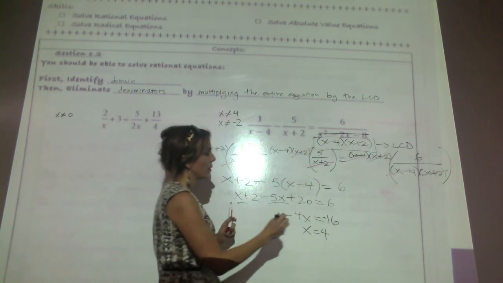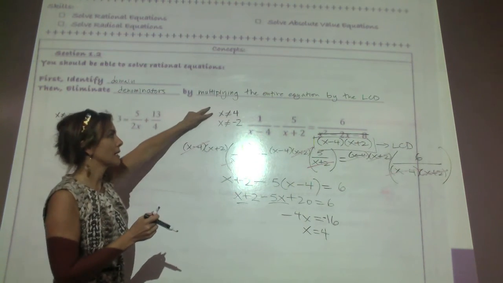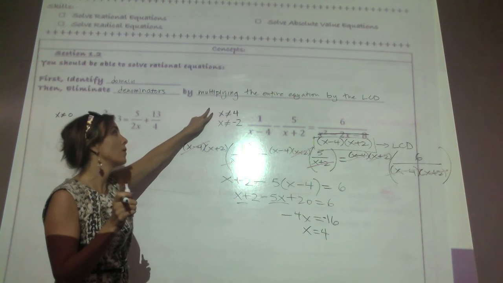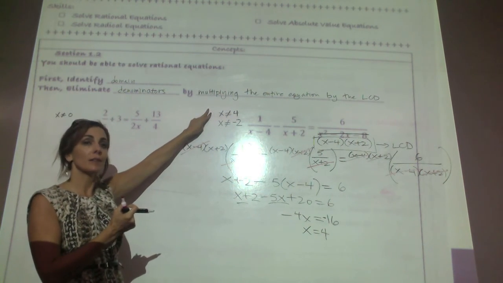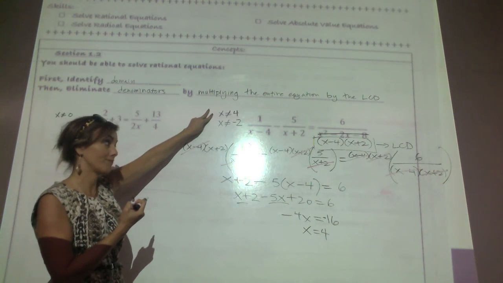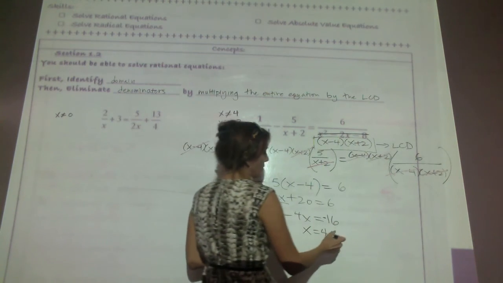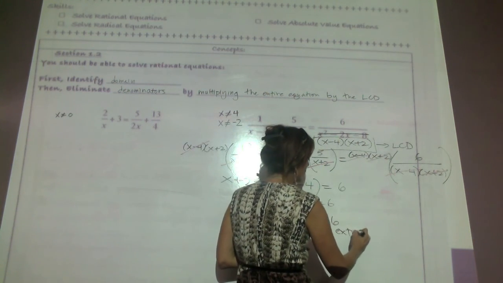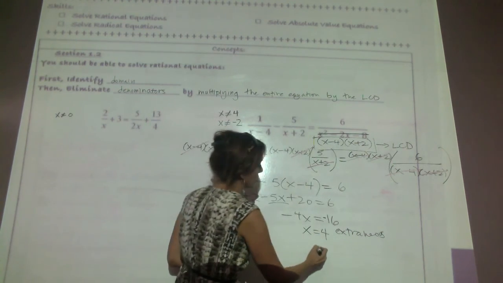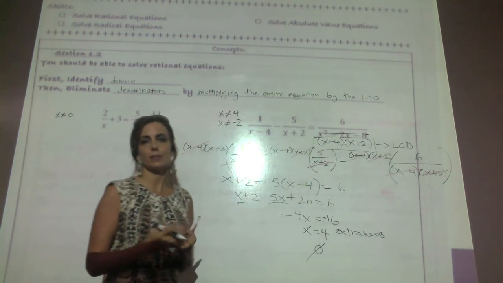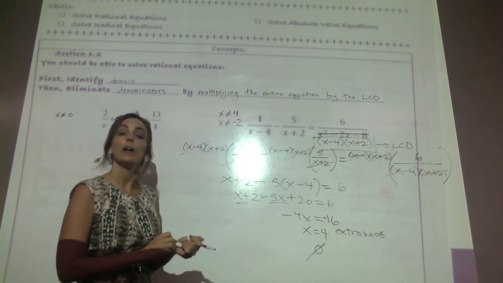And then I need to remember what my domain restrictions are. Back at the beginning I said, well, x can't equal 4 or negative 2, but here I got a solution that it looks like is excluded. So what does that mean? This is called an extraneous solution, and there is no real solution. So my answer is no solution, or the null set. Okay, see you next time.